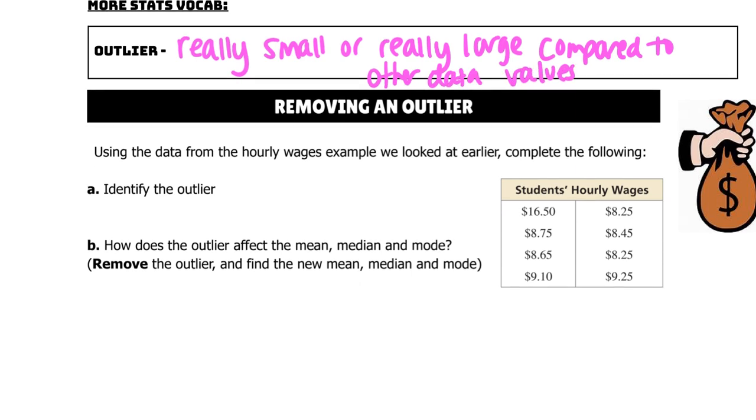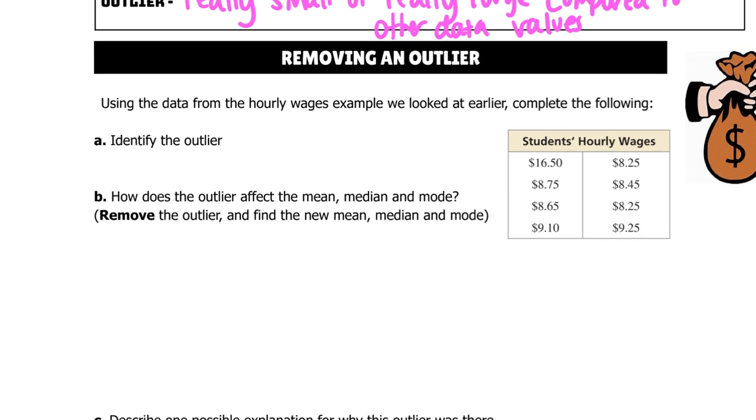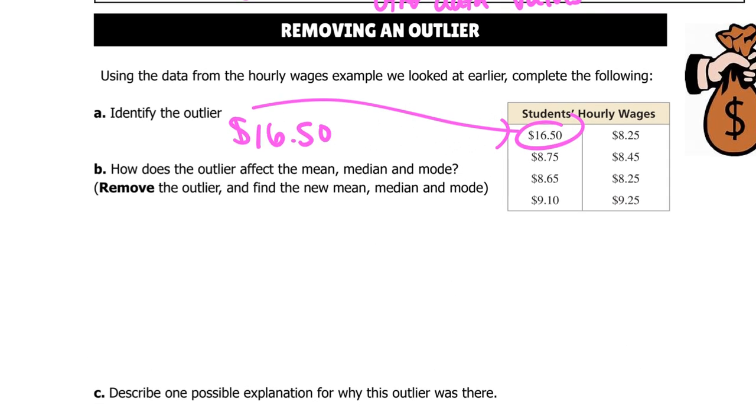It says, using the data from the hourly wages example we looked at earlier, complete the following. Identify the outlier. We already said 1650 was the outlier. How does it affect the mean, median, and mode? In other words, find the new mean, median, and mode and see what happened to them. So the mode is not going to change. The mode, typically, unless it was that outlier, remains unchanged.